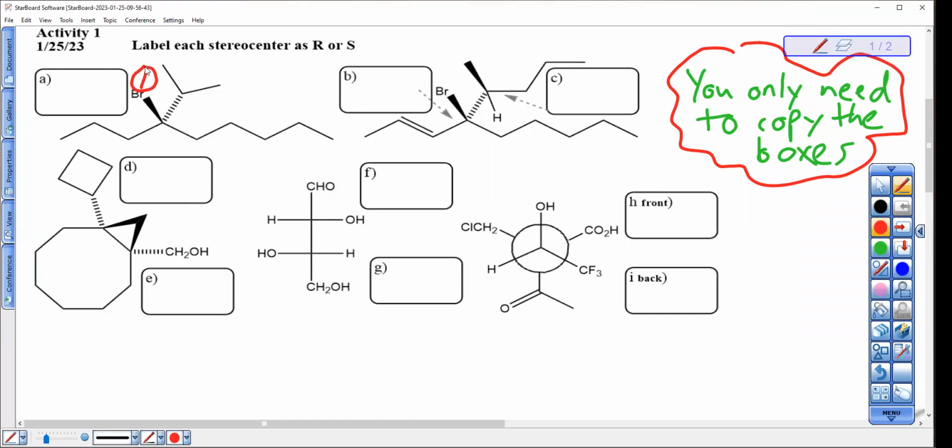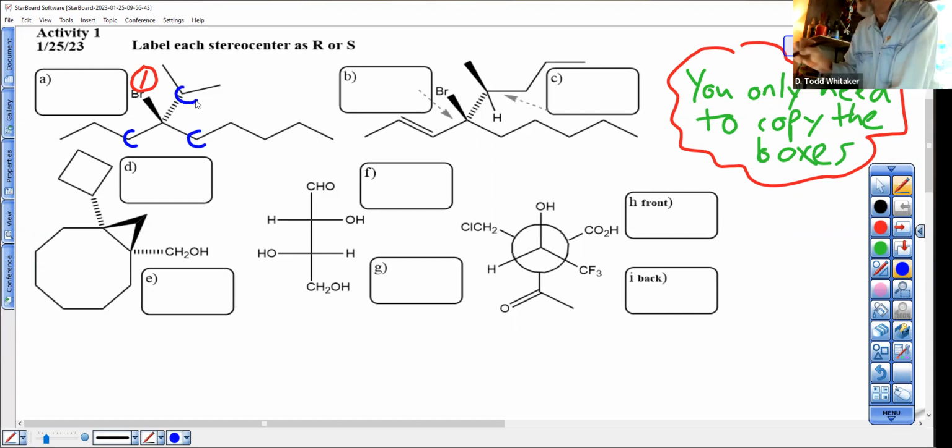Then we have a 3-way tie. You don't have to copy any of this, just watch and get practice. So we have a 3-way tie with carbons. The next question is, what is the heaviest thing on each of those carbons? And the answer is they each have at least one more carbon the same distance. So they are still tied.